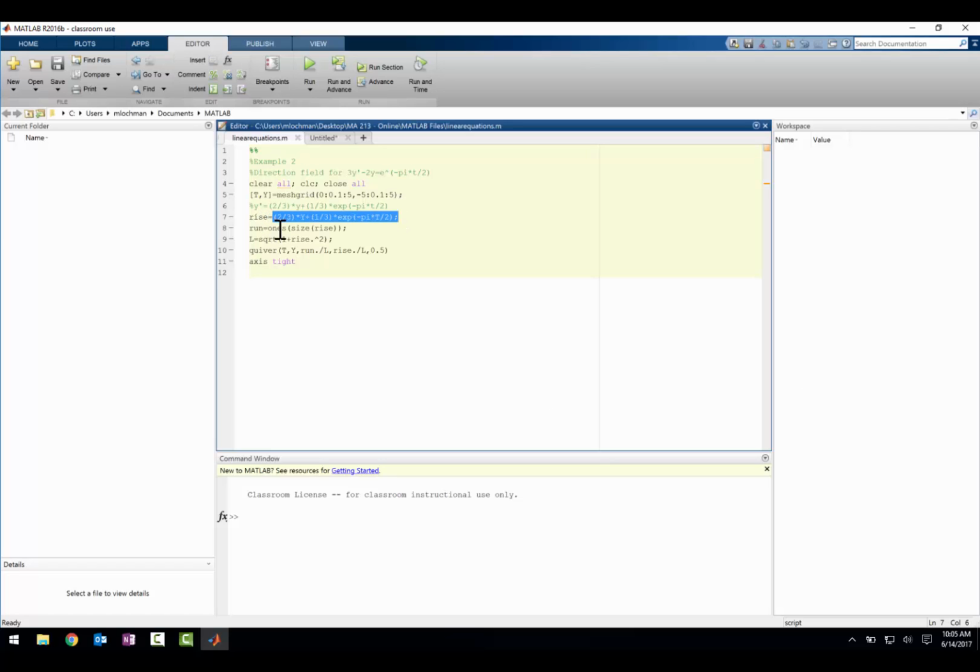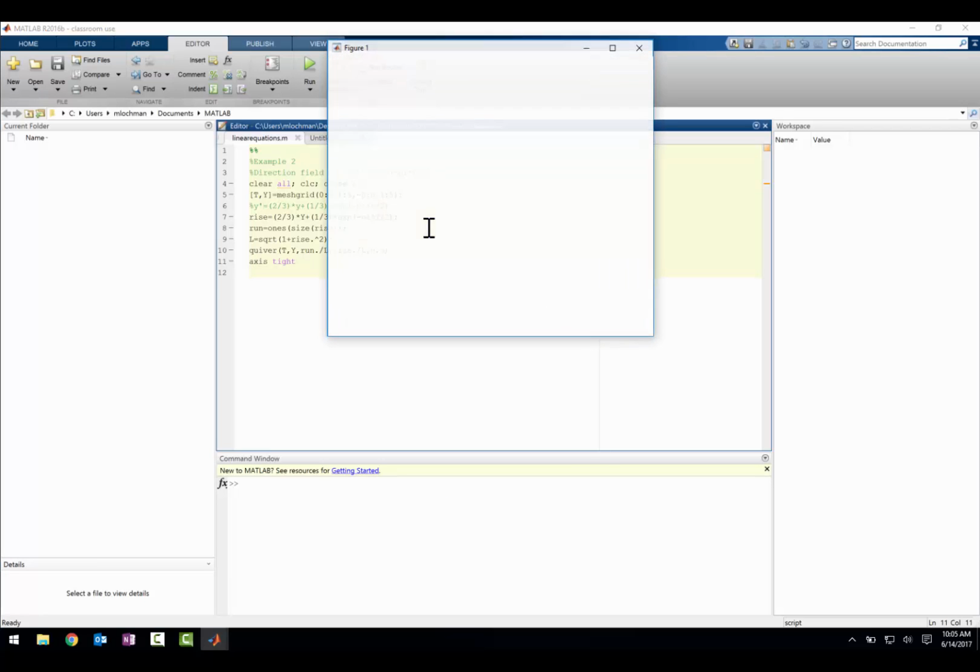So anyway, this is the equation solved for y prime. We plug that in. That's the rise part. Remember, run, the horizontal component, is always 1. I'm using the technique where I divide by the length. Dividing by L on the two pieces creates unit vectors. And then I'm scaling them by a half so they don't run over each other so much. Again, axis tight just makes it look nicer. It gets rid of the white space on the outside.